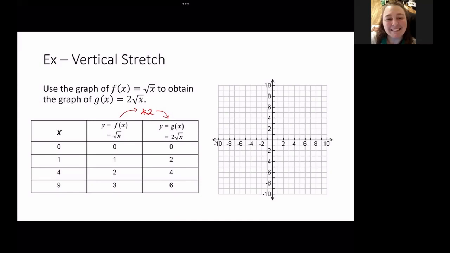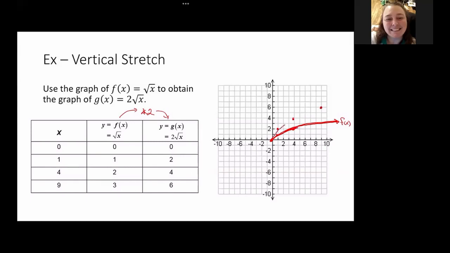So let's start out by graphing our f of x, and that's our u. That goes like this, 1, 1, 4, 2. It's going to be like half of a u function. That's our f of x. And then let's plot some of those points for the g of x, and then we'll connect those dots. So we still have 0, 0. That didn't change. Now we have 1, 2, 4, 4, and 9, 6.